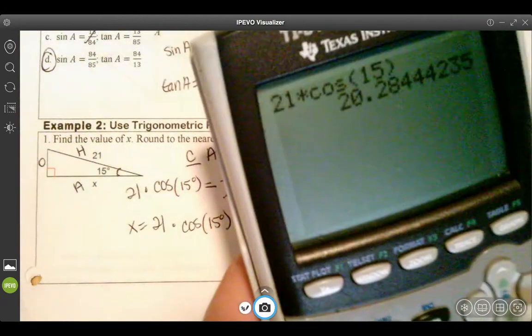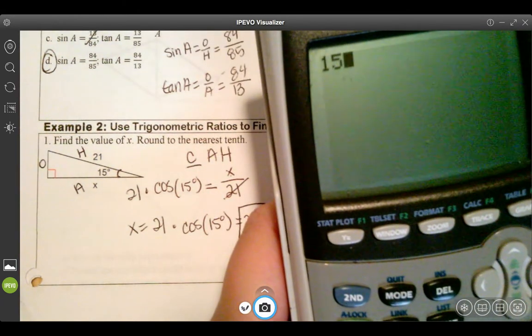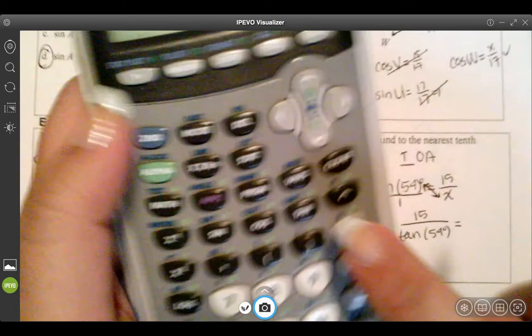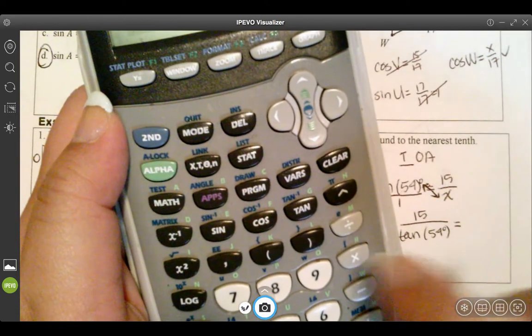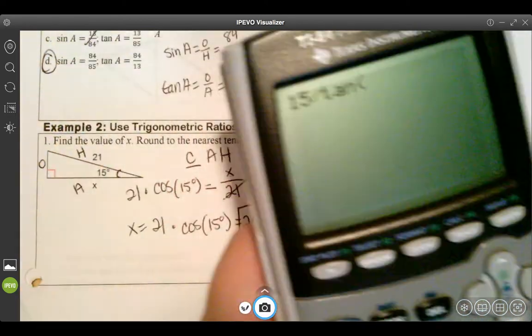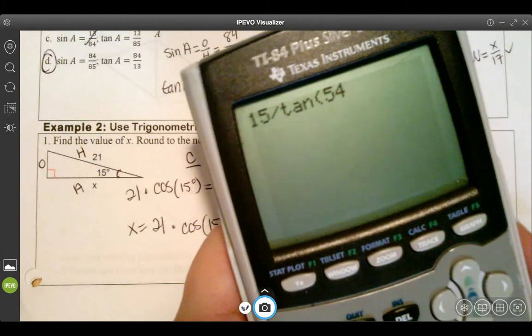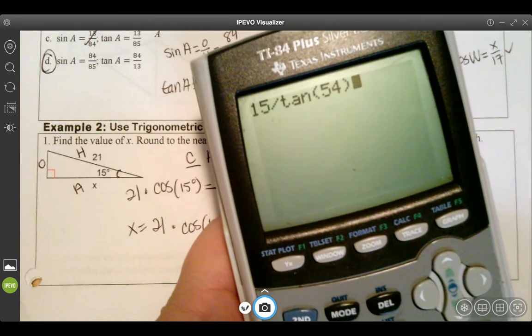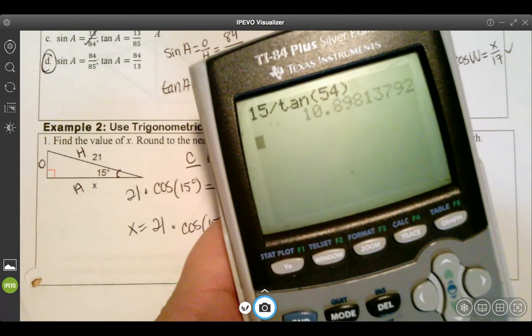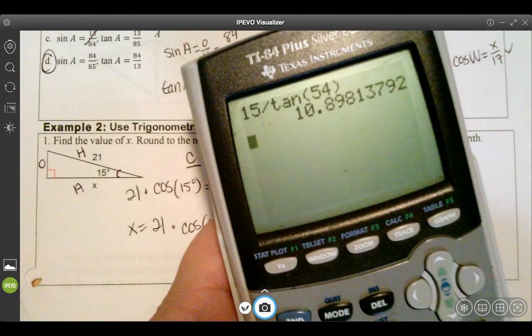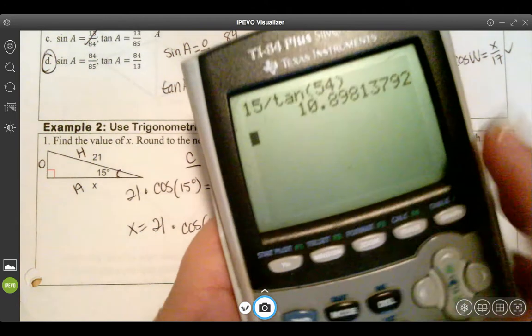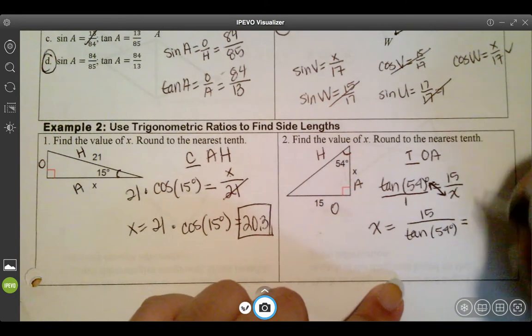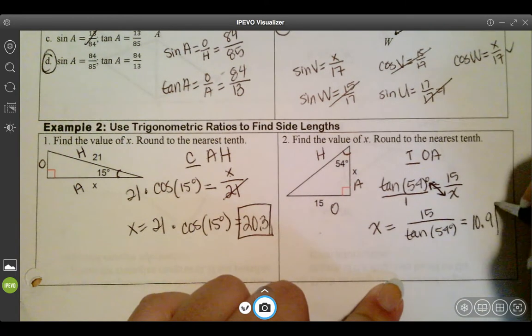Into the calculator, 15 divided by, this time we want to use tangent of 54. It's still in degree mode, so I don't have to worry about that. Once it's in degree mode, you don't have to change it back. Enter. 10 point, again to the tenths would be 10.9.